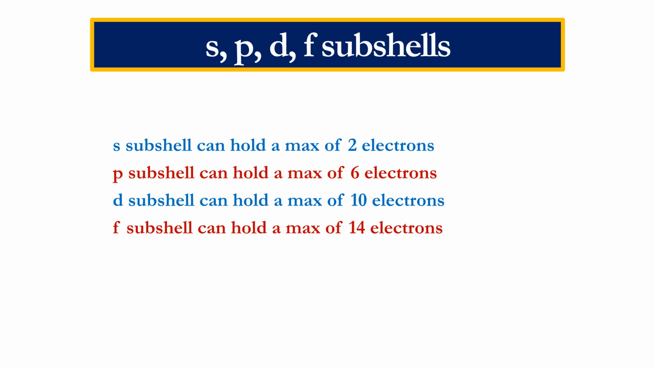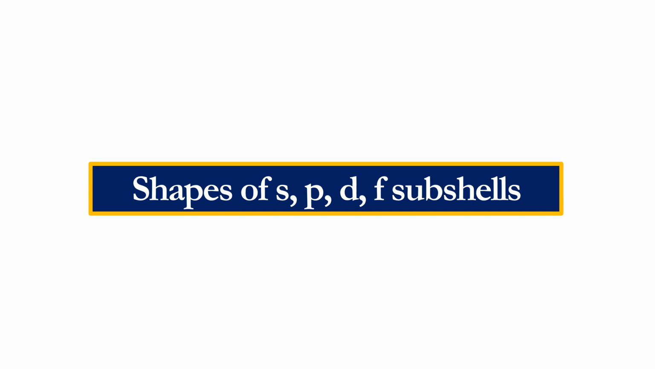So S subshell can hold a maximum of 2 electrons. P subshell can hold a maximum of 6 electrons. D subshell can hold a maximum of 10 electrons, and F subshell can hold a maximum of 14 electrons. So we now look at shapes and orientations of SPDF subshells.